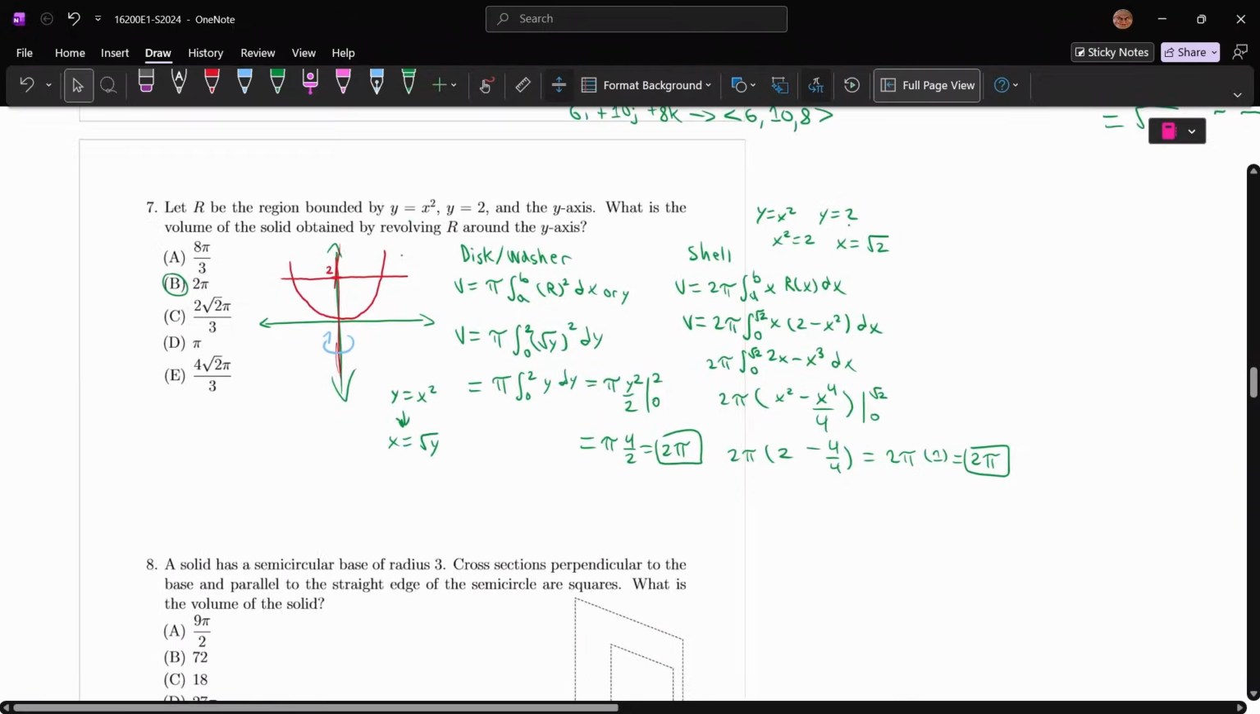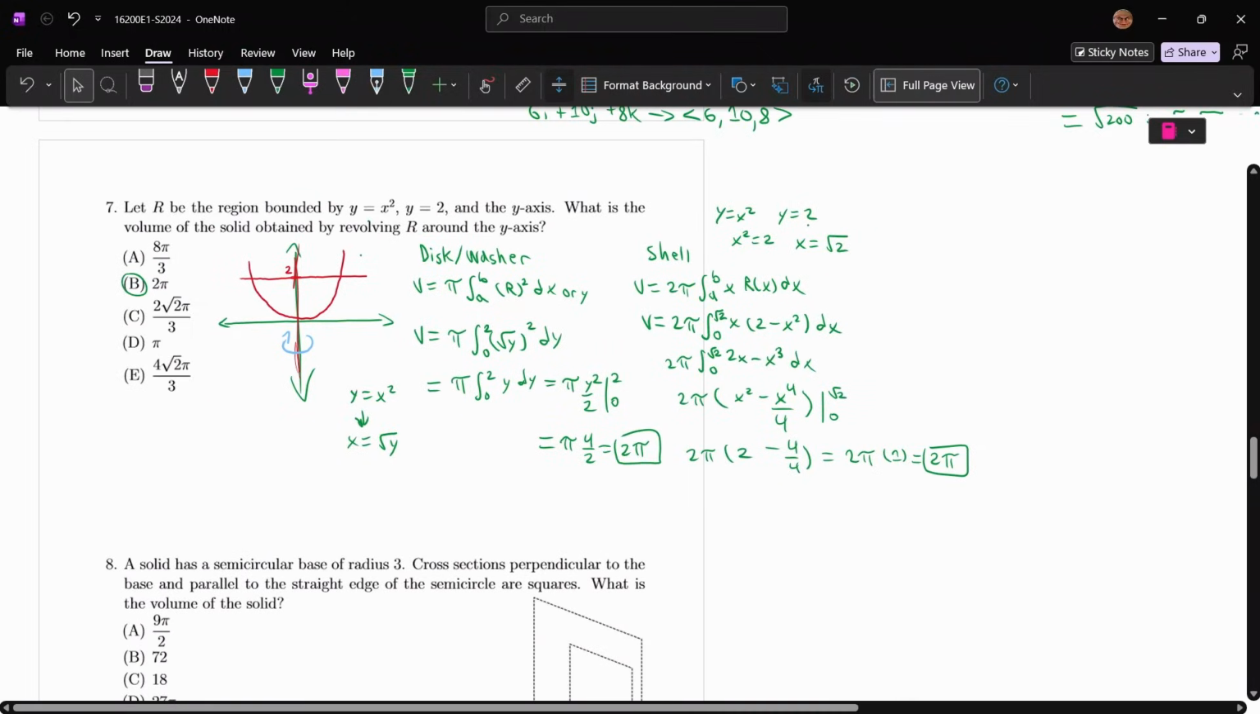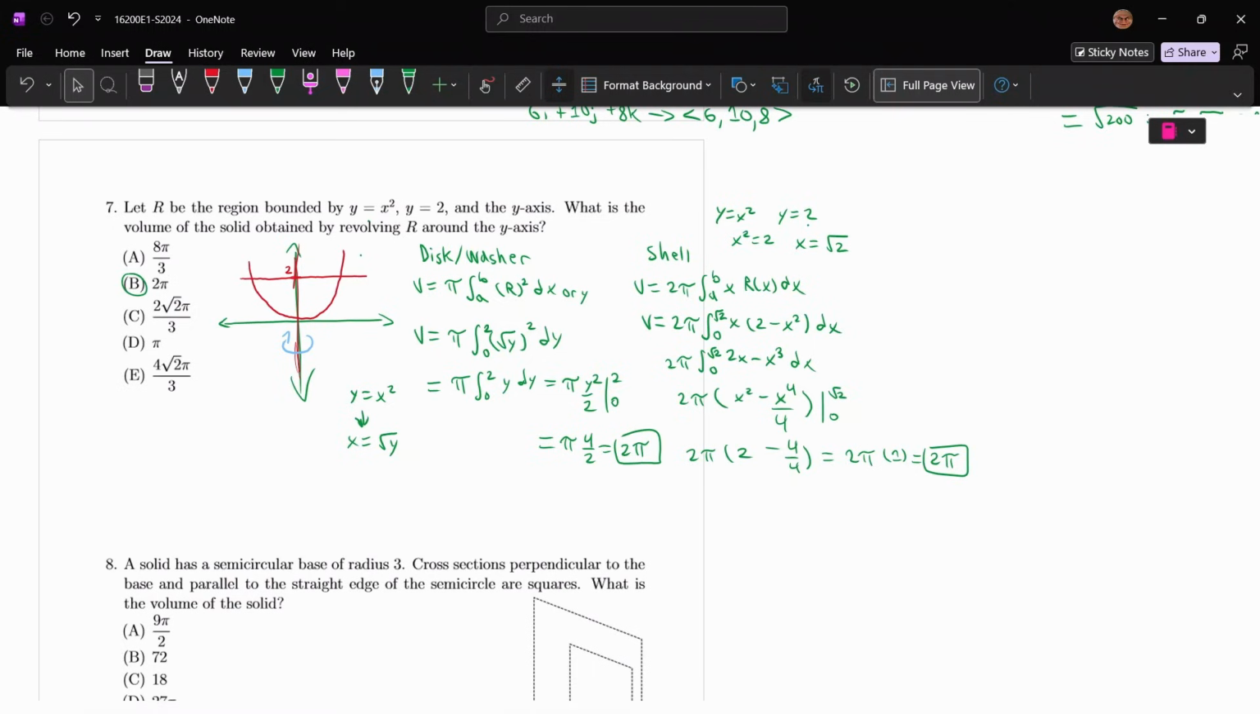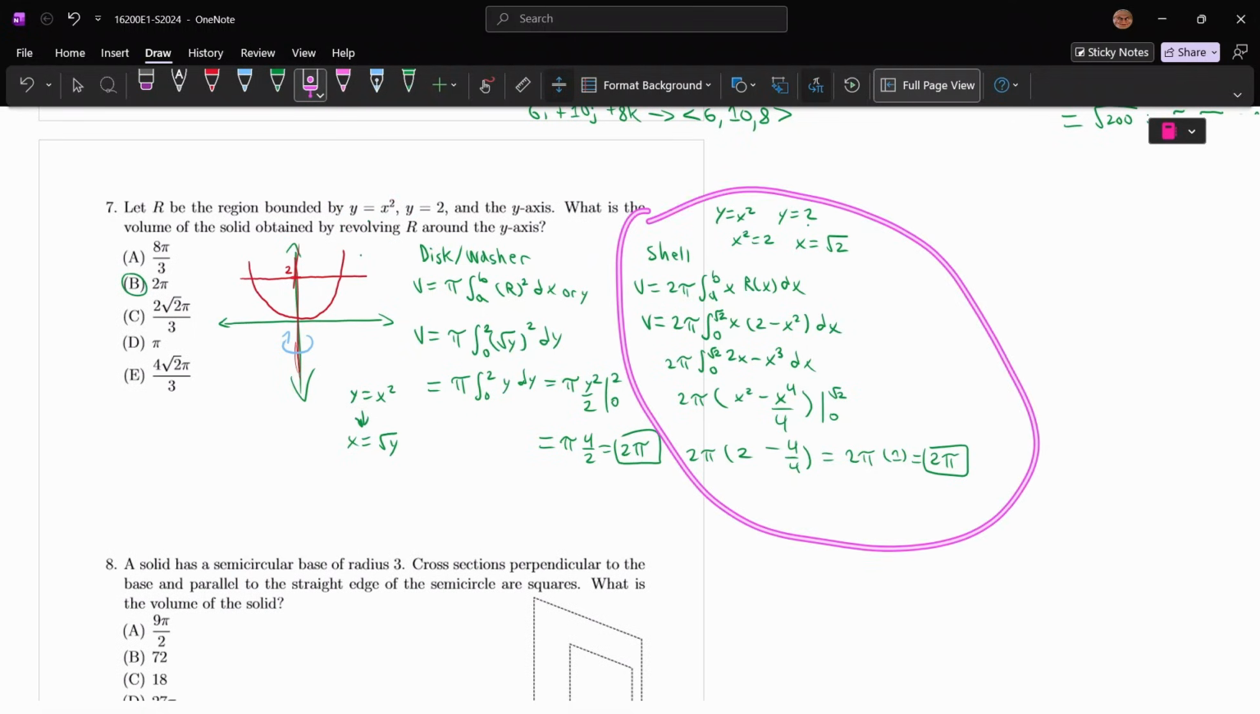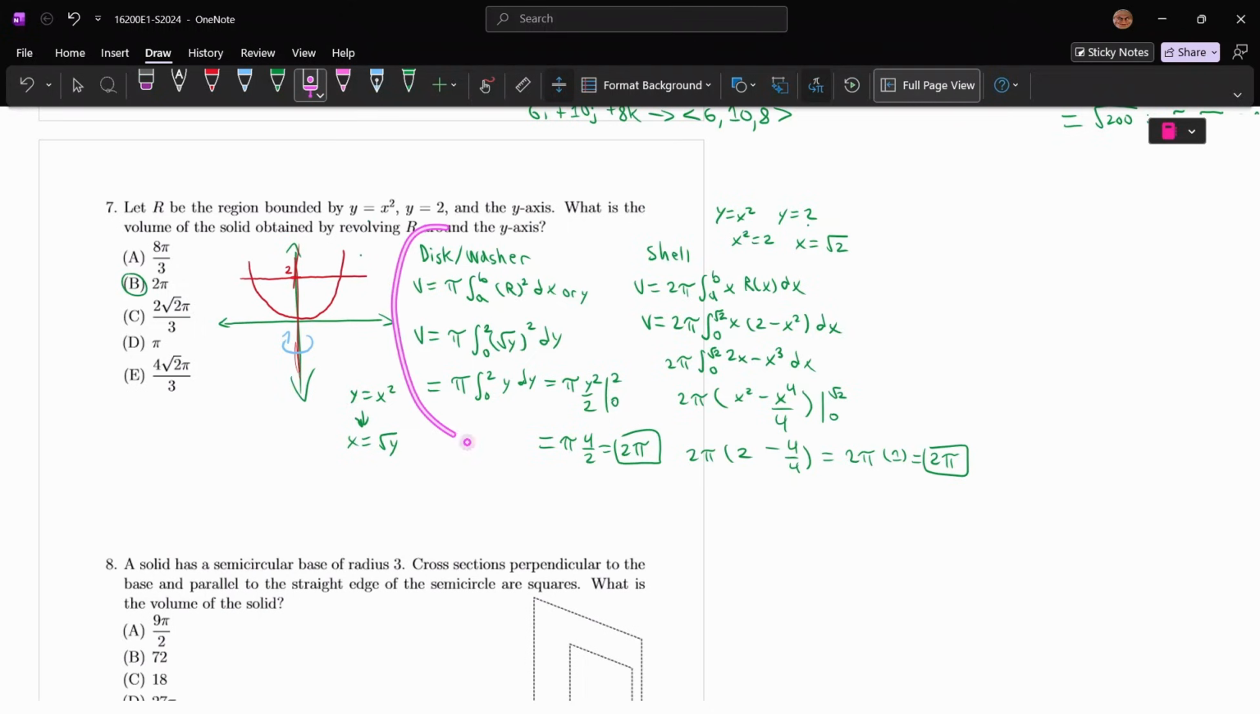So that's how you get the answer using either method. You can use whichever one you're more comfortable with. If you don't like having to rewrite functions in terms of new variables like we did with the disk washer method, then you can do it this way. Personally, I would prefer the disk and washer method because the actual integration ends up being easier. But yeah, that's how you would do this problem.